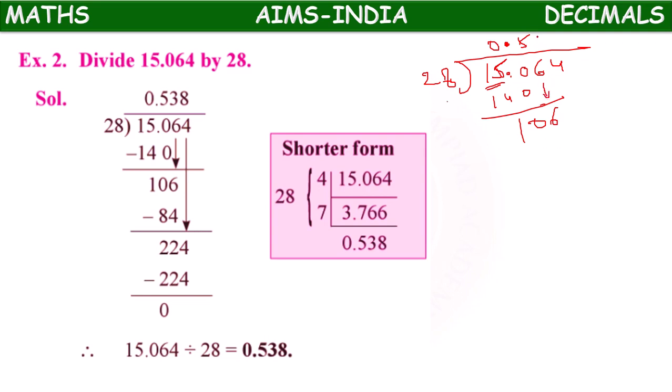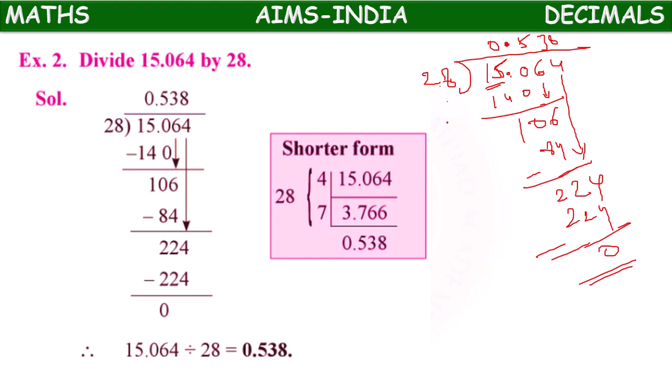28 into 106 means 3 times. 3 times how much? 84. Again, 6 minus 4, 2. 10 minus 8, 2. Next, this 4 we can carry down. 28, 8 times, 224 minus 224, 0. So 0.538 is the answer.